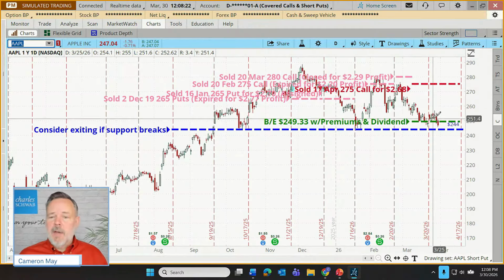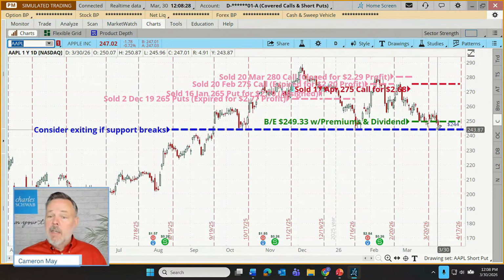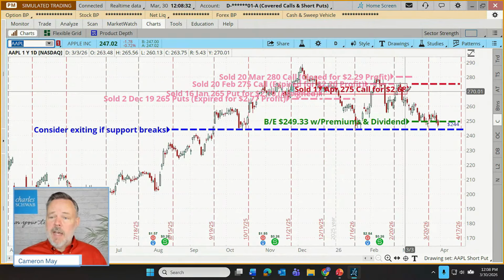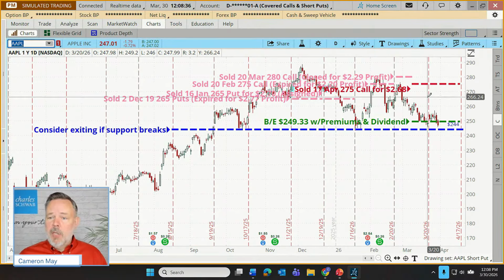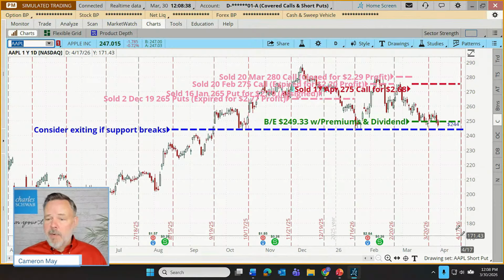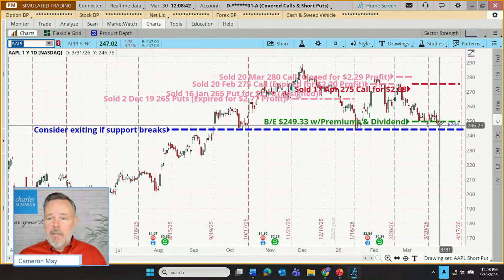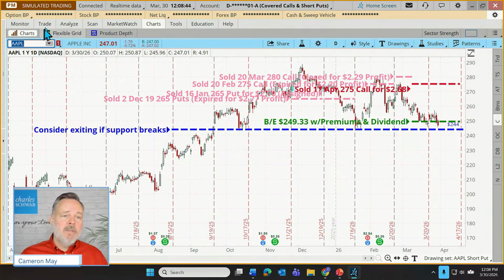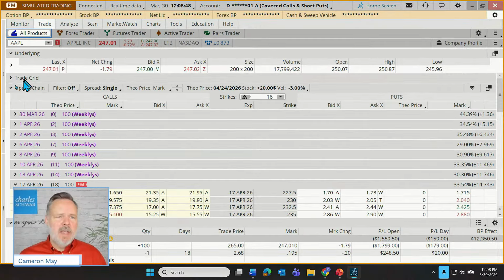All right, so here's our position on Apple. We're actually just below break even at this point, still above support though. So I think what we're going to do here, we're going to close out this, probably sell either a lower strike, possibly still for April. Maybe we'll look out to May, but we're still above support. So let's hang on to this one, but roll it out. Let's go have a look at what's available.